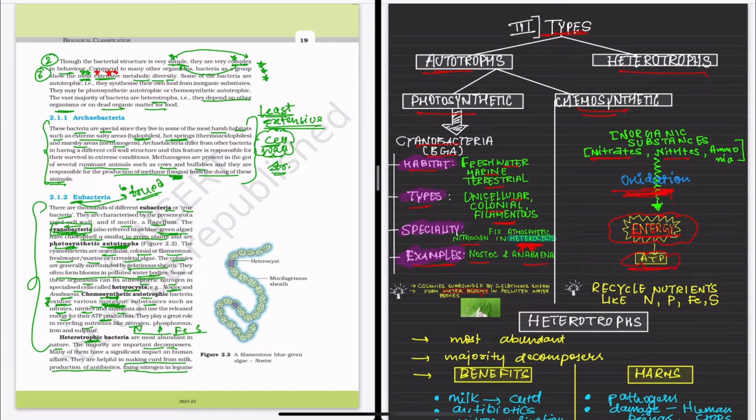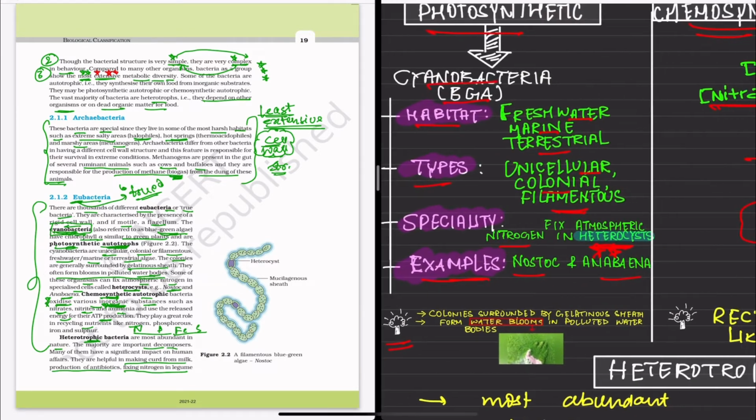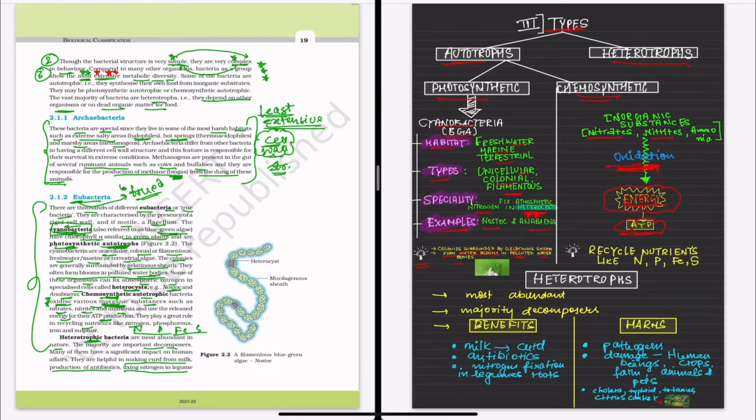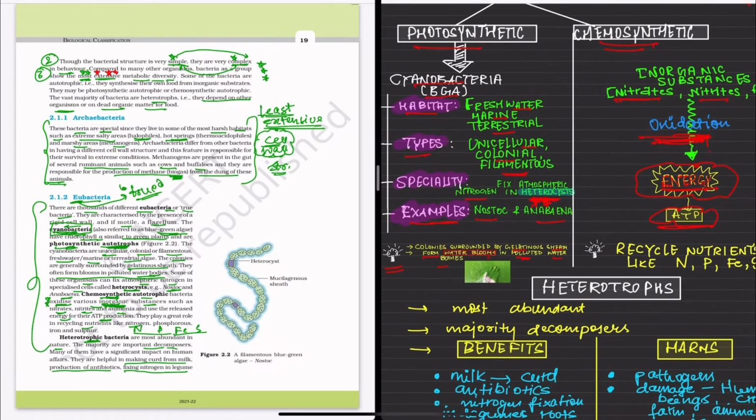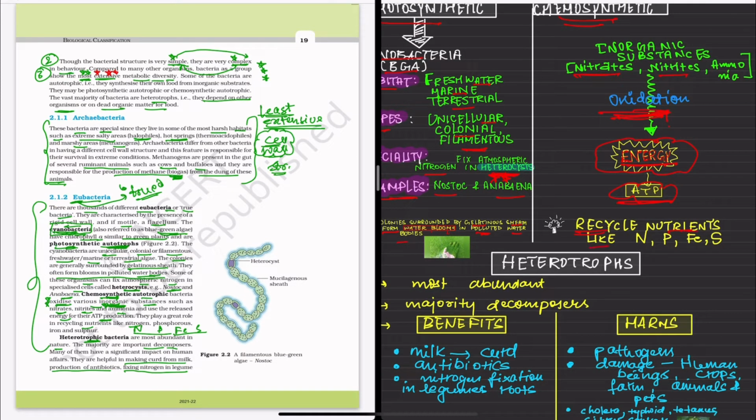And then the bullet point, the highlighted point, is that these colonies of the cyanobacteria are surrounded by a gelatinous sheath, and they form water blooms in polluted water bodies. And then they recycle nutrients like nitrogen, phosphorus, iron, and sulfur. And then come heterotrophs.